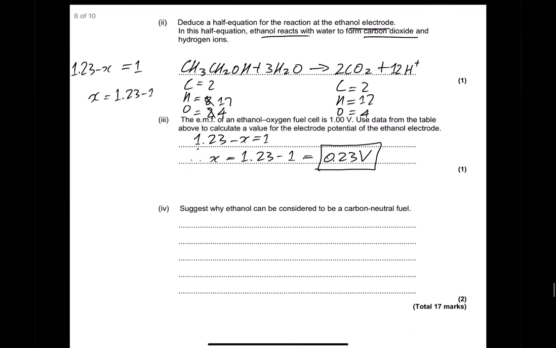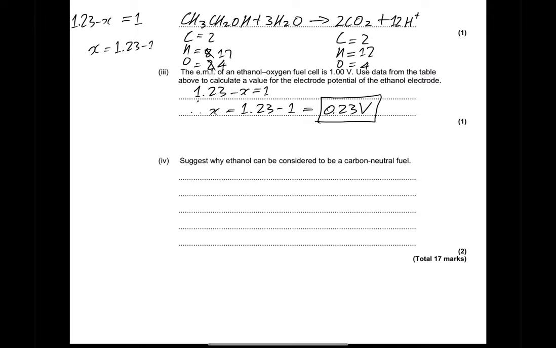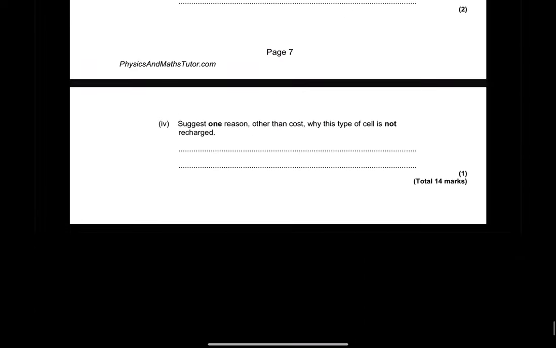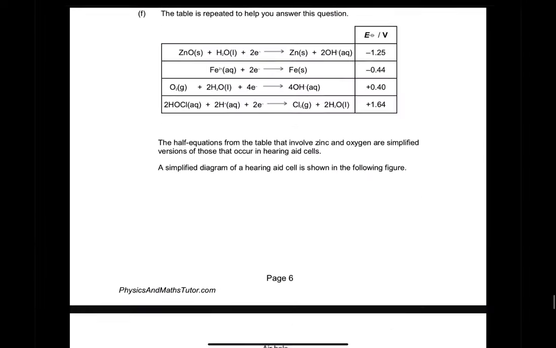Always put a circle around that or box. How much time I've got? 5 minutes, 26 seconds to do all of this. Have I been wasting time? I probably have been wasting a bit of time.